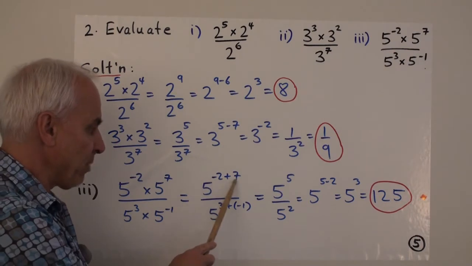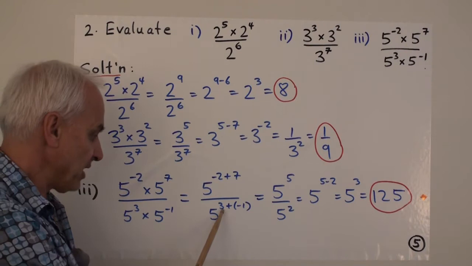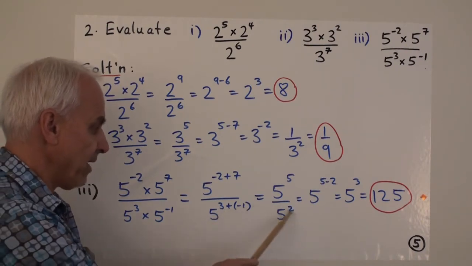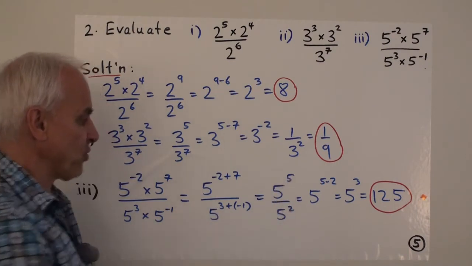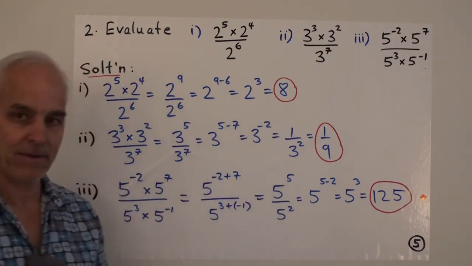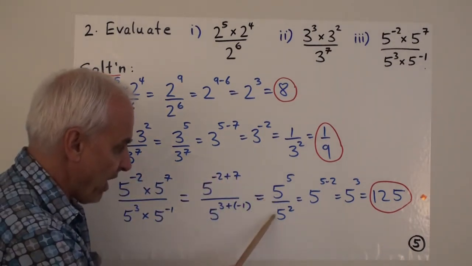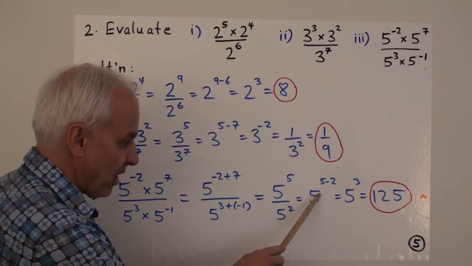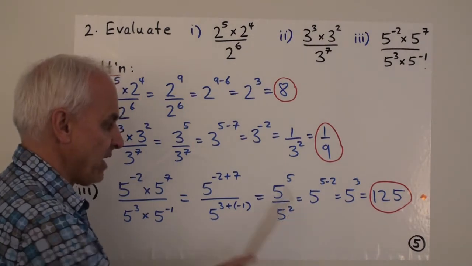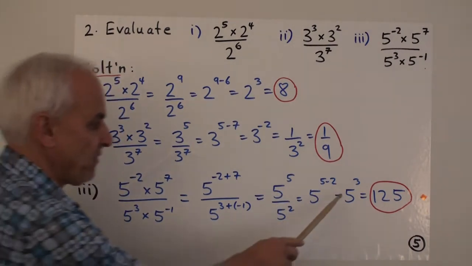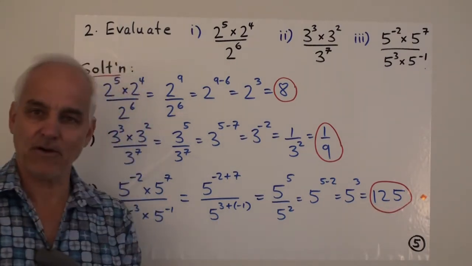Simplifying, the minus 2 plus 7 is 5. And in the denominator, the exponent 3 plus minus 1 is a total of 2. So now we have 5 to the 5th over 5 squared. We've simplified it considerably. We can still use the index law because now this is a power divided by another power. So the third index law says that that's 5 to the 5 minus 2. This exponent minus this exponent, which is 5 cubed.